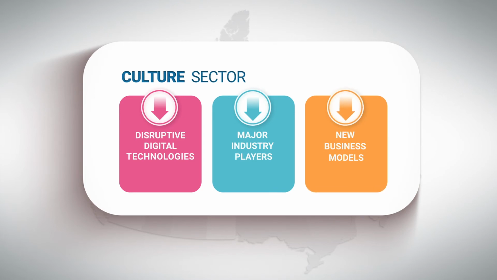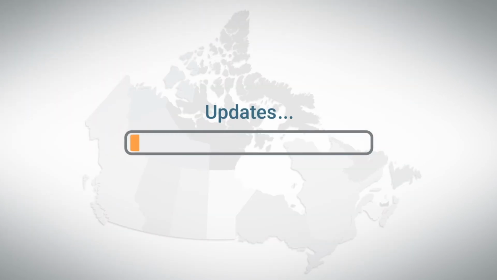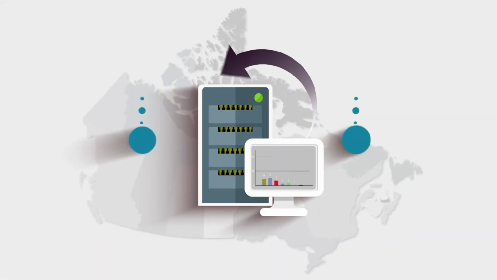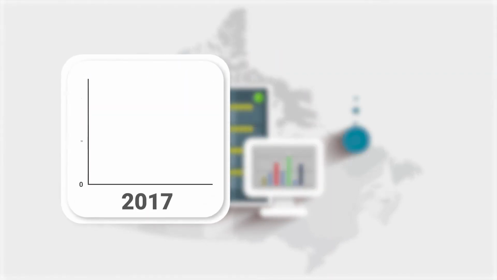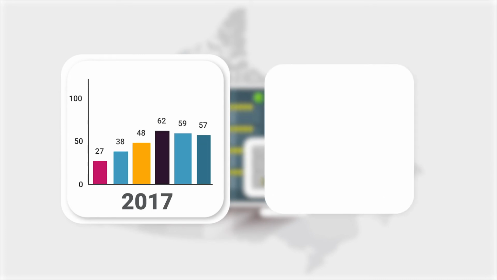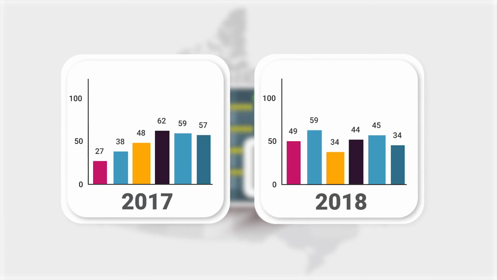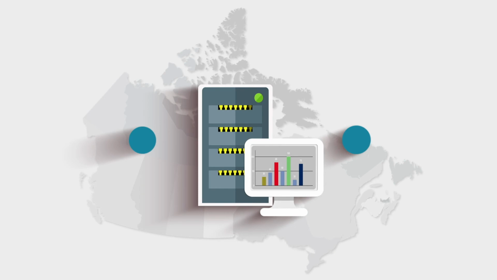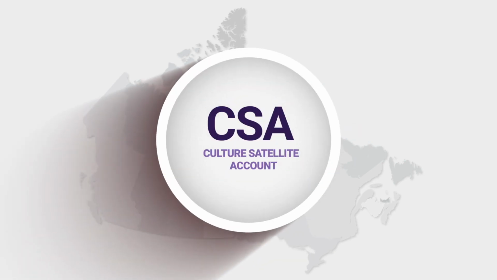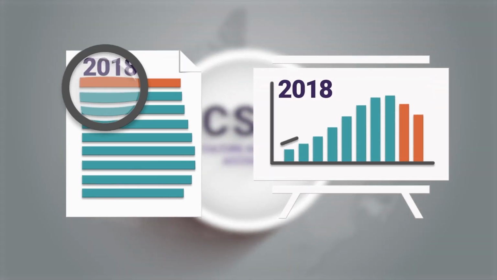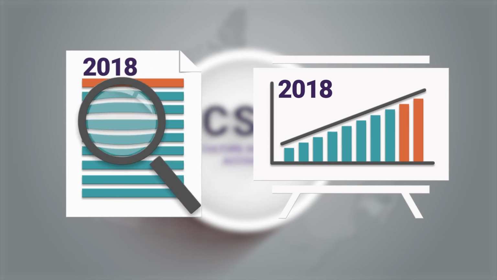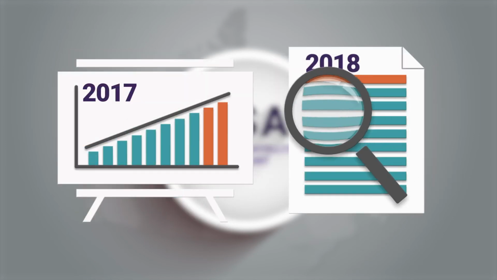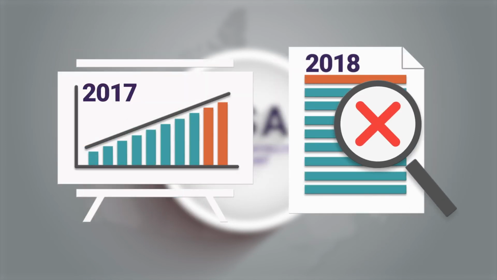Because of this complexity, Statistics Canada proactively updates the CSA every 2 years. This involves realigning the CSA to incorporate changes to its source data, which is a significant undertaking and can impact reported results from one official release of data to the next. Simply put, the CSA evolves over time. This is why we only compare data within the same CSA publication, but not between different publications.